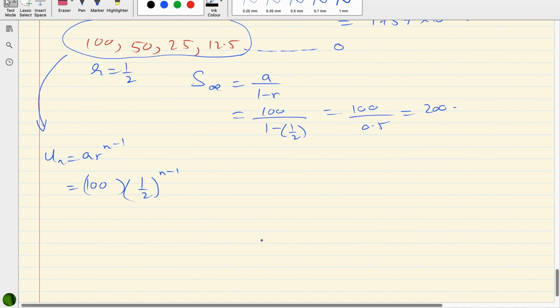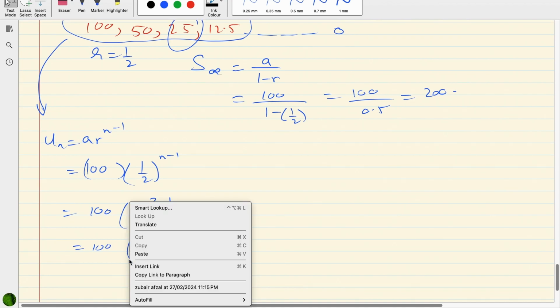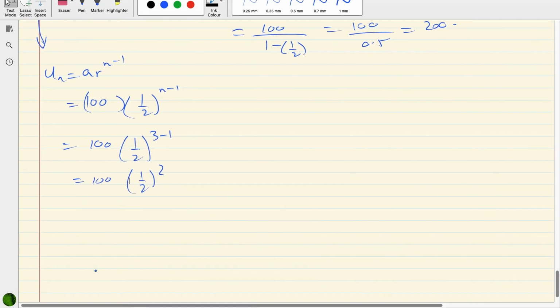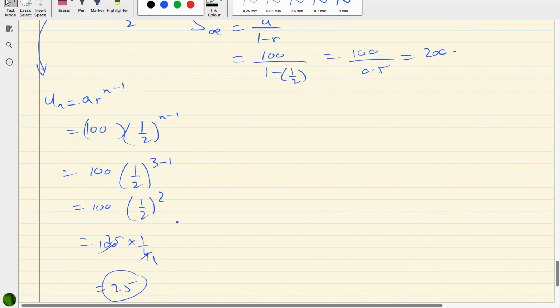And if the examiner tells you to find the third term, which is right in front of us, which is 25, we can use the formula, plug in 3 and see what we get. So 3 minus 1 is 2. So 1 over 2 squared is 100 times 1 by 4, 4 1 times 4, 25. So that's a cross check that our formula is correct.